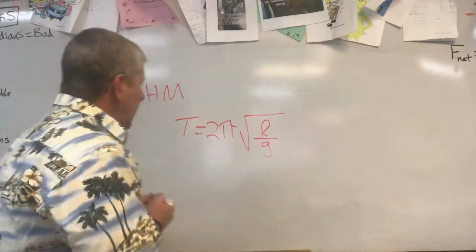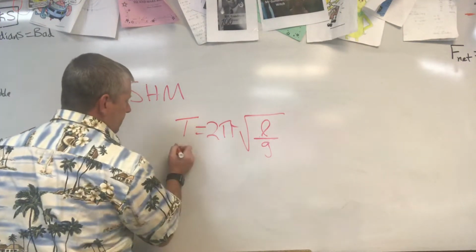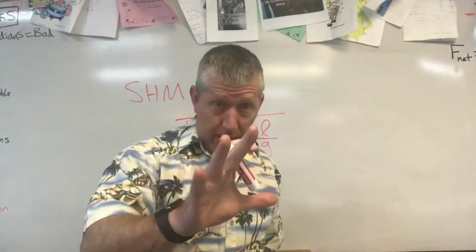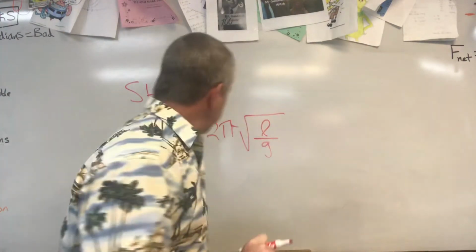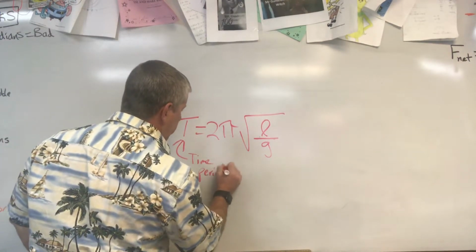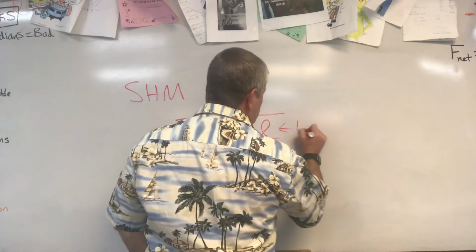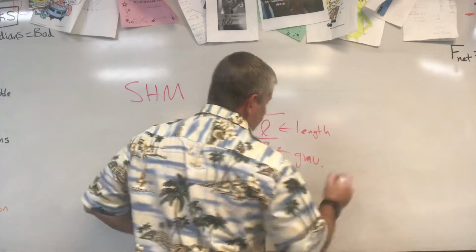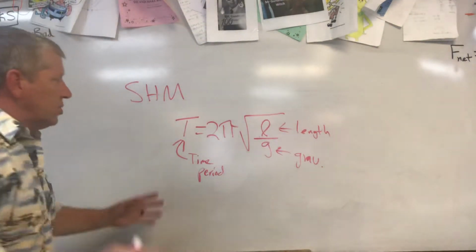Now this equation has variables in it. T is the time period. That's how long it takes to do an oscillation. An oscillation for a pendulum is out and back. How long it takes to do that is the time period. 2 pi is 2 pi. L is the length of the pendulum. And little g is gravitational acceleration. On Earth, we all know, 9.8. So that is our pendulum equation.